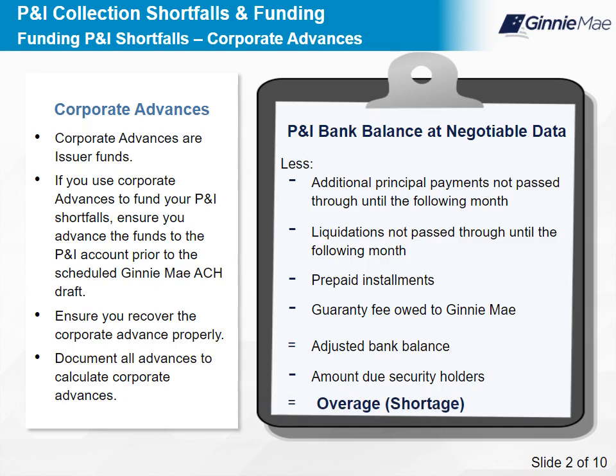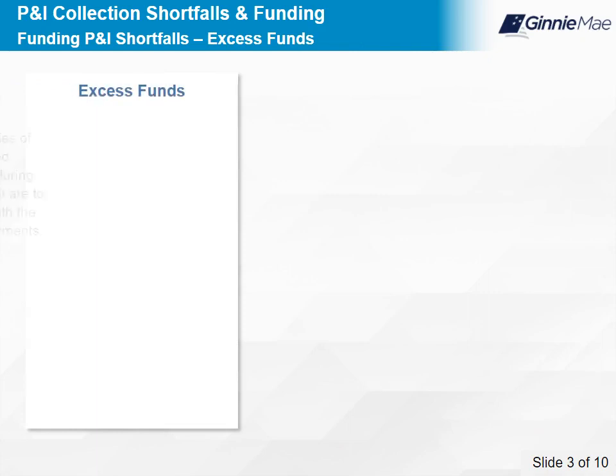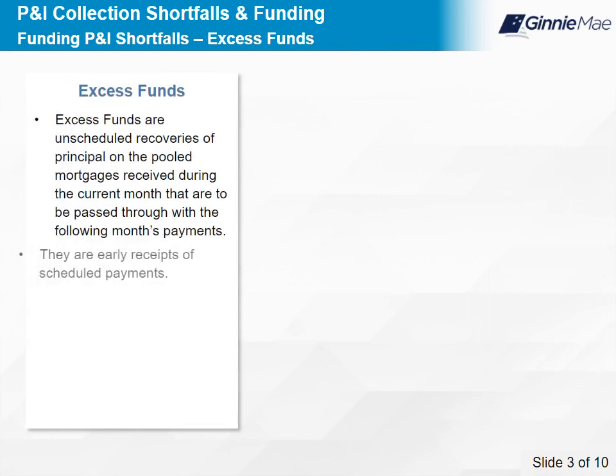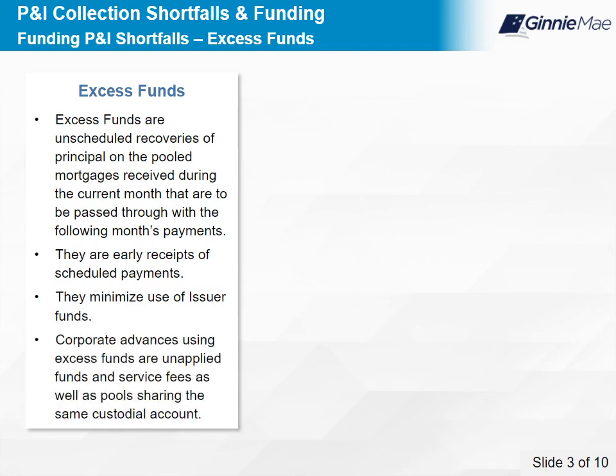Select Next to continue. Excess funds are unscheduled recoveries of principal on the pooled mortgages received during the current month that are to be passed through with the following month's payments. See MBS Guide Chapter 15-5. They are early receipts of scheduled payments. They minimize use of issuer funds. Corporate advances using excess funds are unapplied funds and service fees, as well as pools sharing the same custodial account.